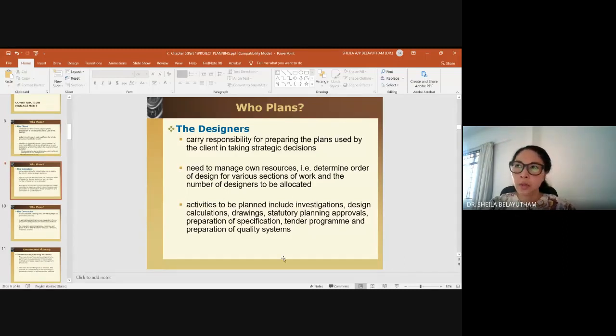In this case, normally nowadays we have a one-stop center, and hence it will be passed on to the council.